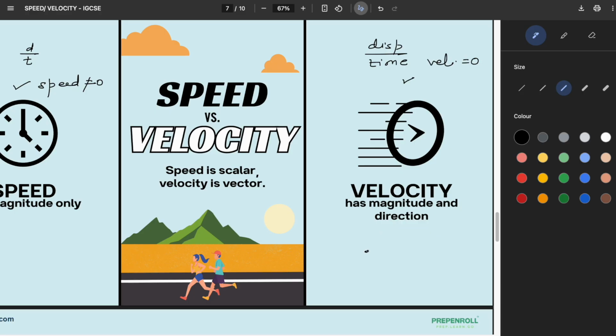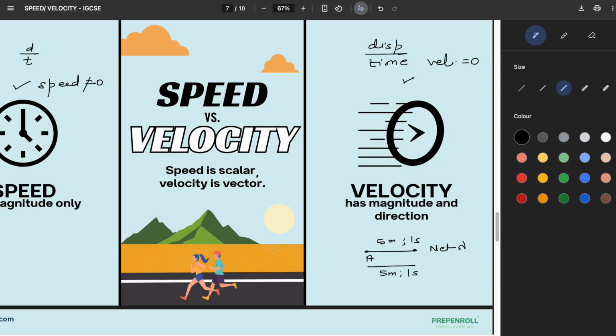How? Let's just start. You are at point A and you move 5 meter in the forward direction in 1 second. Then you come back and cover 5 meter again in 1 second. So now what is my net displacement?